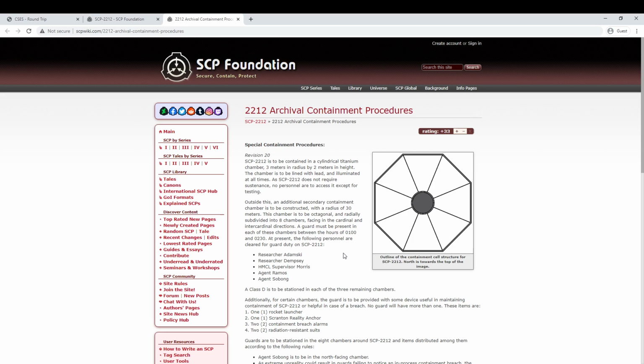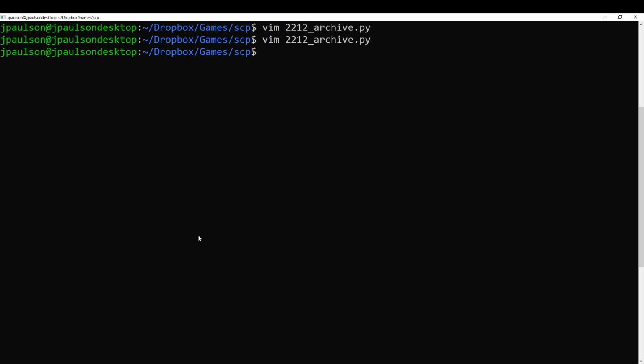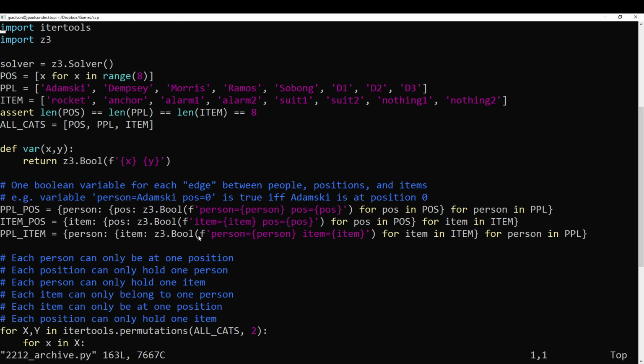So how could you solve this with the computer? I'm going to tell you how to solve it with something called Z3, which we're going to use as a SAT solver, but it's actually more powerful than that. You can give it a bunch of rules like this, and it will find you some solution satisfying those rules.